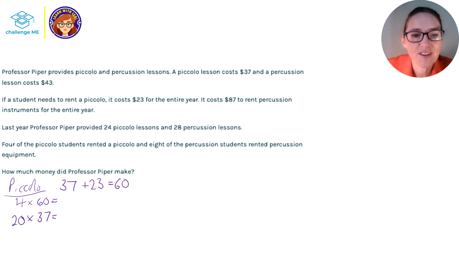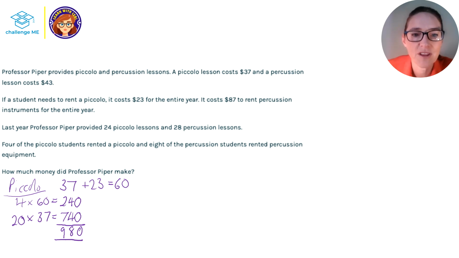The reason I've done this is because it's actually a much easier calculation now. You've got 4 lots of 60, so 4 6s are 24 times 10, and 20 times 37, so double 37 is going to be 74, plus your times 10 there, because it wasn't double, it was times 20. So from the piccolo lessons and rental, Professor Piper is going to make $980.